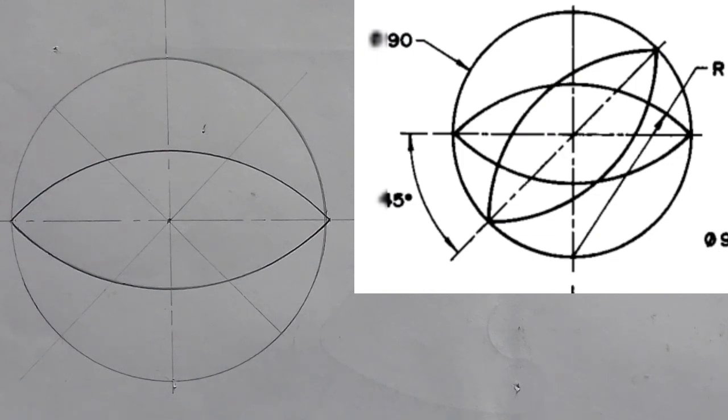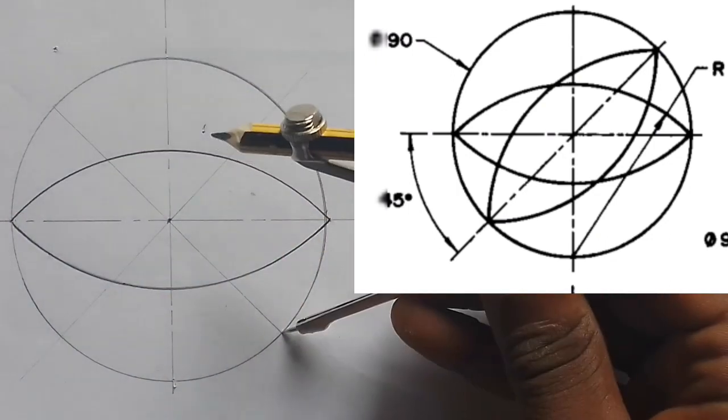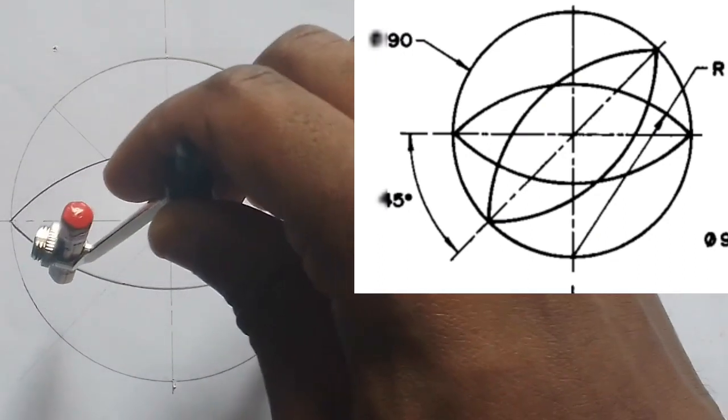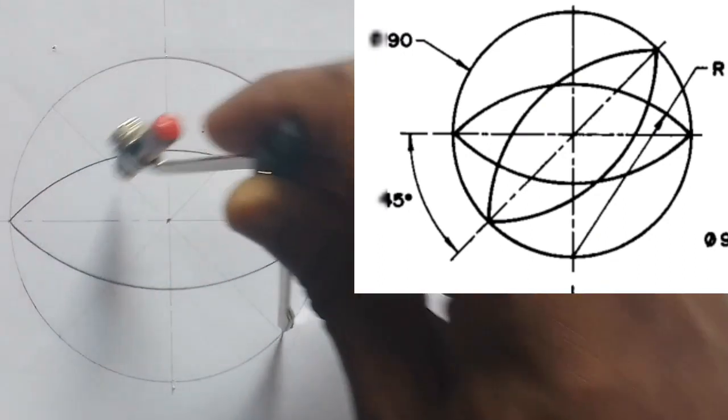Now my next task is to draw the other part, the other one. So I've drawn this one. Another one is coming like this. So how do I get that? Simply take your pin or compass at this point, and get it to this point.